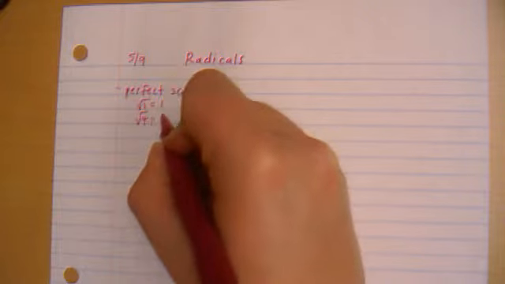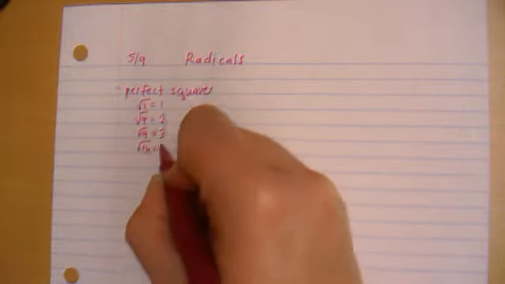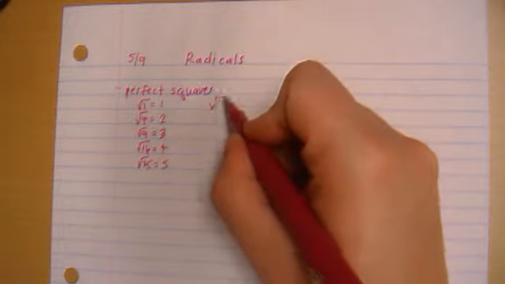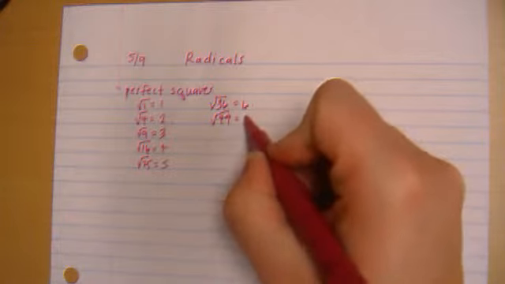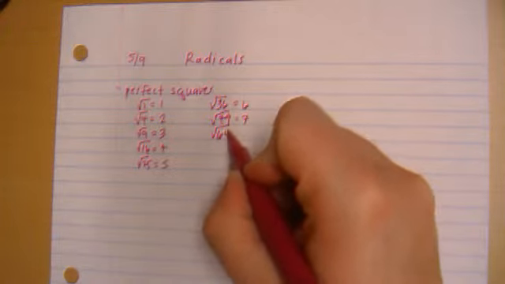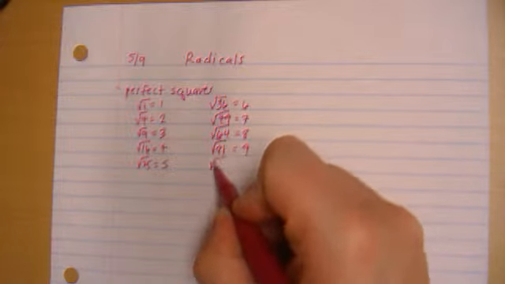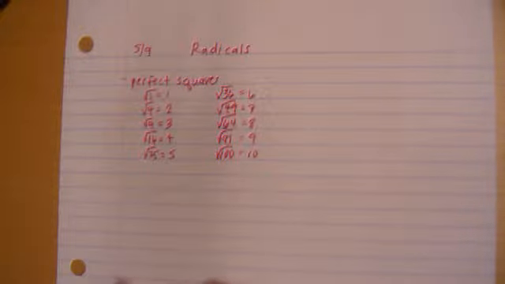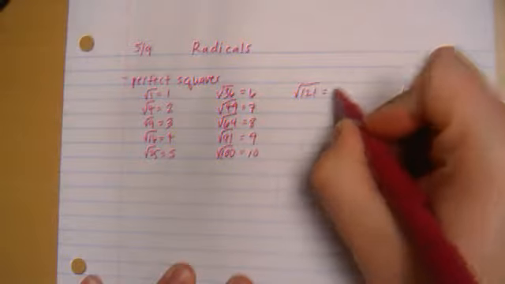So square root of 1 is 1, square root of 4 is 2, square root of 9 is 3, square root of 16 is 4, square root of 25 is 5. We'll keep going. Square root of 36 is 6, square root of 49 is 7, square root of 64 is 8, square root of 81 is 9, square root of 100 is 10. We're going to go to 15 just because that's a good number for you to know.